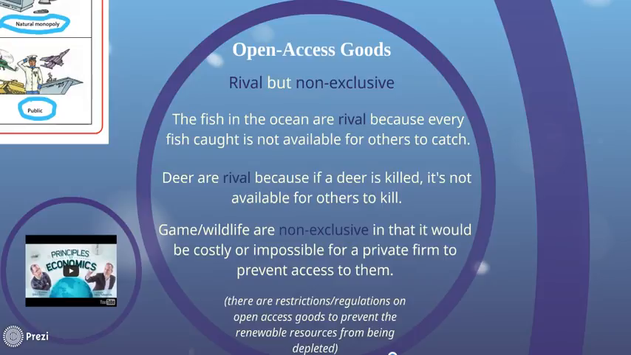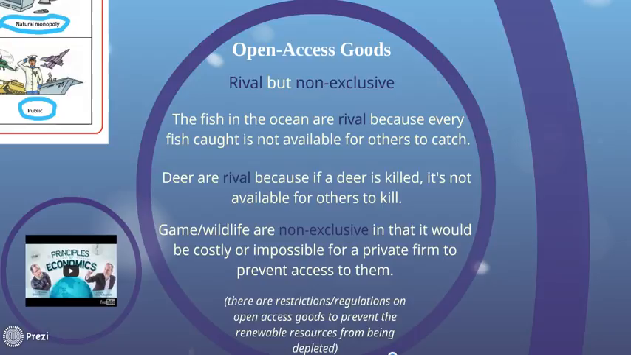Fish in the ocean are rival because every fish caught is not available for others to catch, like the pizza. So you have to fight over the use of a fish. Deer are rival because if a deer is killed, it's not available for others to kill. But game and wildlife are non-exclusive in that it would be costly or impossible for a private firm to prevent access to them. Everybody can access game and wildlife.